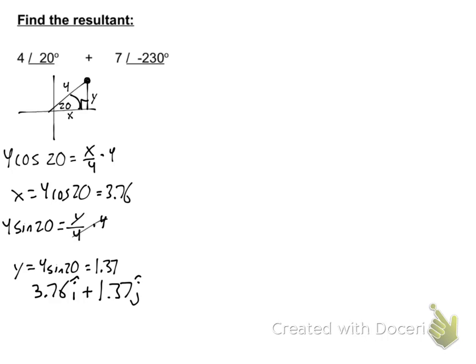Do it again for the next vector. I'm going to pause the video. You guys can try this one on your own. First thing, graph. What quadrant am I going to be in? Second, why? You start in the x-axis of the first quadrant. Right. I got to go a negative 230 and walk out straight.